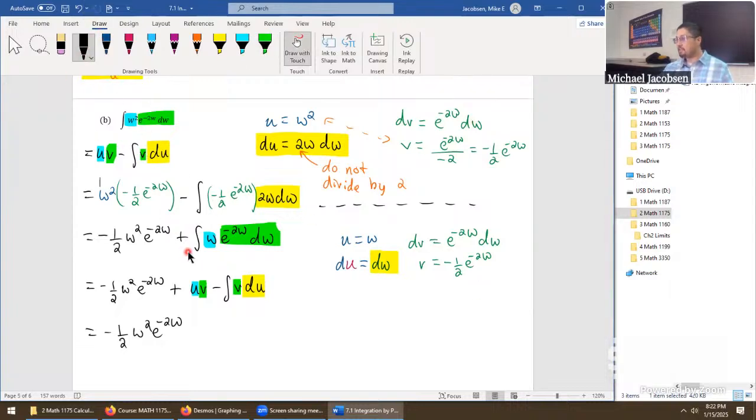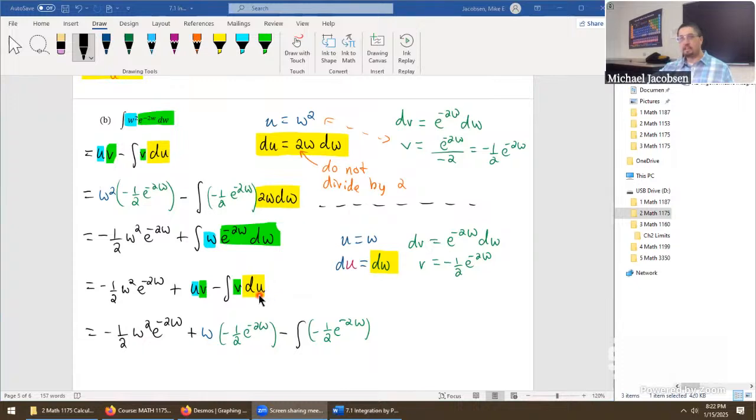So let's rewrite this again. Plus u is w on this. The v, look to the right, is still negative 1/2 e power negative 2w. We're taking away the integral of v, which is, we write this thing down a lot, negative 1/2 e power negative 2w. And here's where my penmanship starts to go sideways. Let me correct that. And then finally, that's going to be multiplied by du in yellow, which is now just a dw.